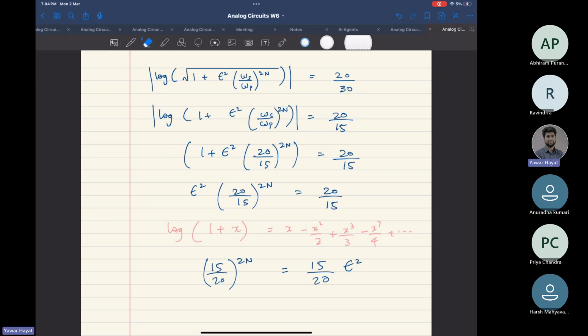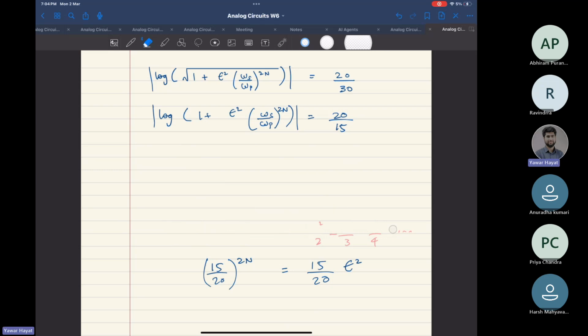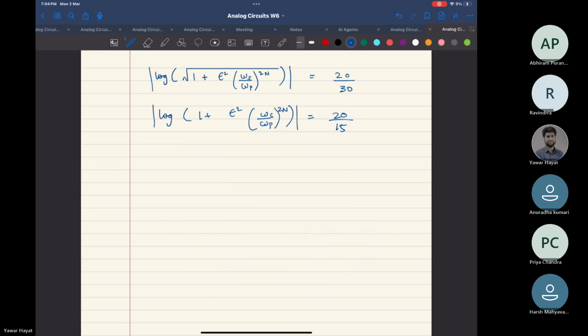Let's not use a Taylor series approximation. Let's do one thing. Because x needs to be very much smaller than 1, and I guess the Taylor series approximation won't hold. Even if it's comparable to 1, that won't work for us. It has to be very much less than 1. Only then can we use that.